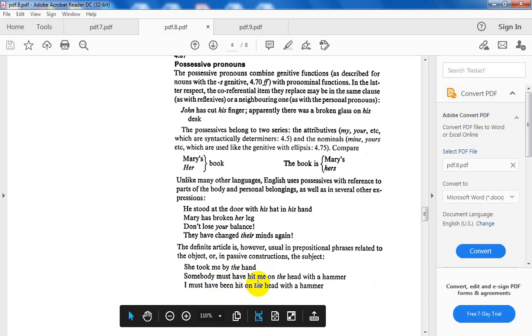Somebody must have hit me on the head, meaning on my head, with a hammer. This is in the active. But in the passive construction, I must have been hit on the head with a hammer. That means on my head. This my refers back to what? We take the my from I, the subject.